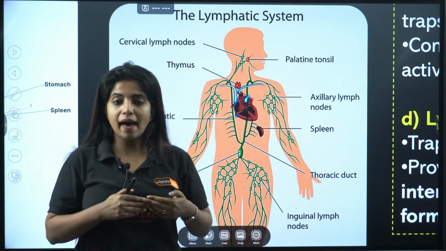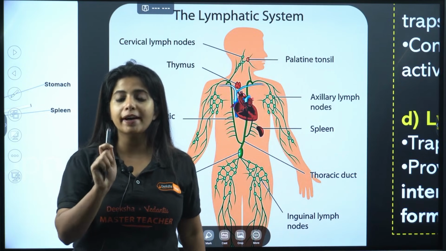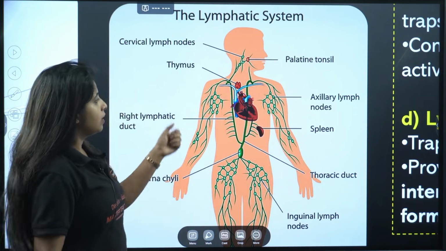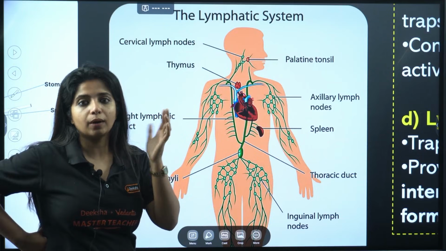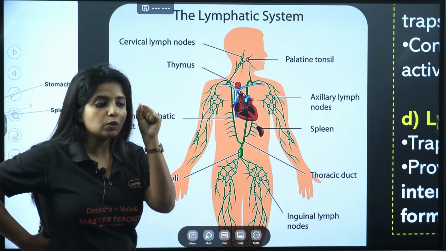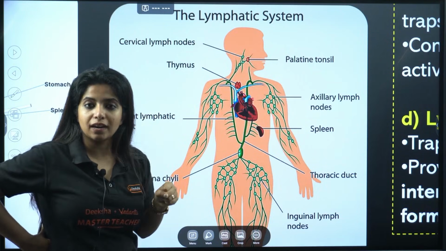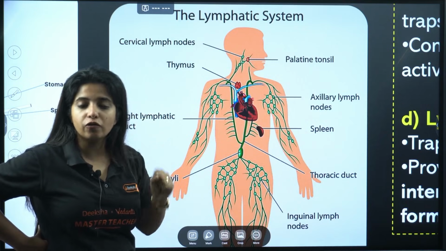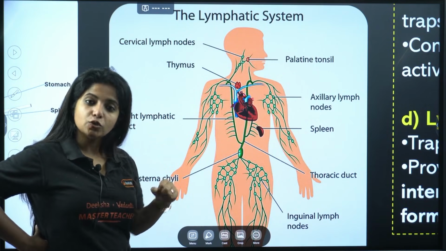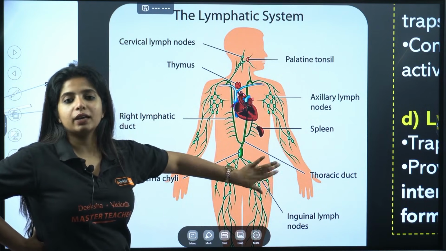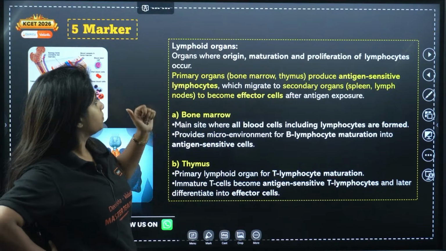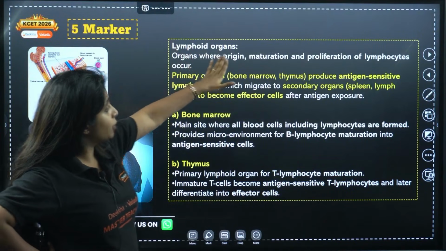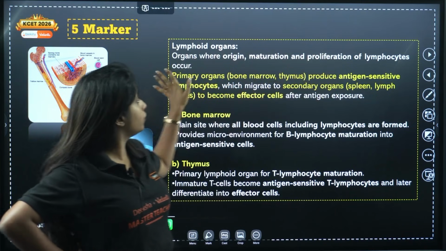Now when it takes the fluid back, it ensures that no pathogen is there. How? Wherever the lymph nodes are, there will be a large amount of WBCs. These WBCs will trap any pathogen which is trying to leak out and move around our body. So the lymph node also acts as our secondary lymphoid organ. Lymphoid organs are where origin, maturation and proliferation of lymphocytes occur.